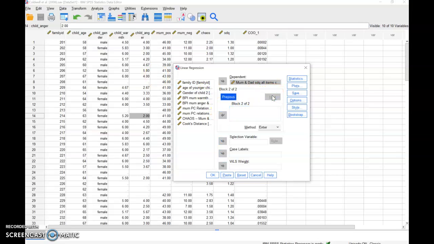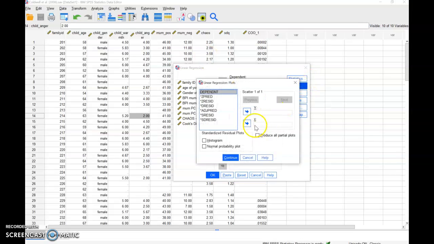For block 2, we're going to include the BPI scores for mom warmth and anger, as well as the mom relationships with the child, the positive and negative. For block 3, we're going to put chaos in this box.